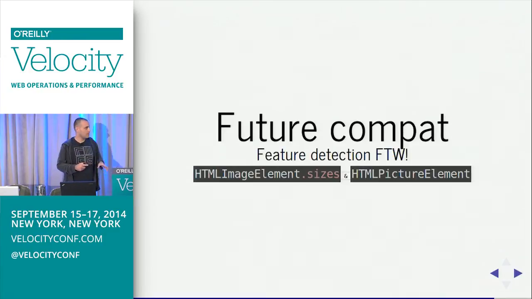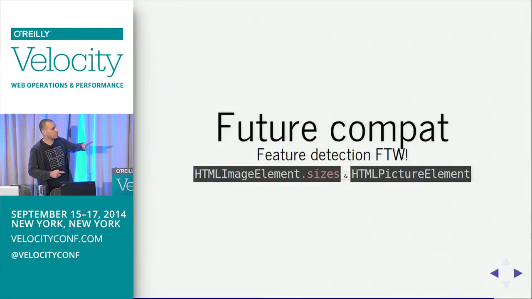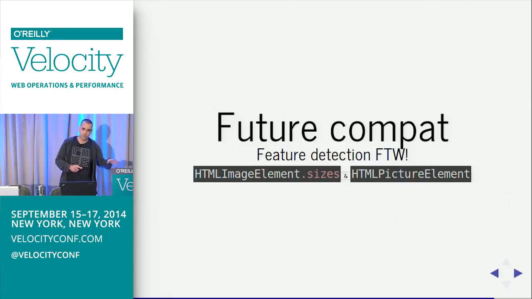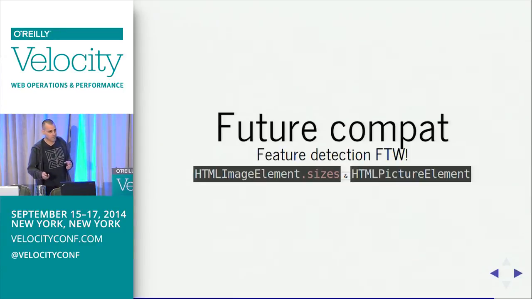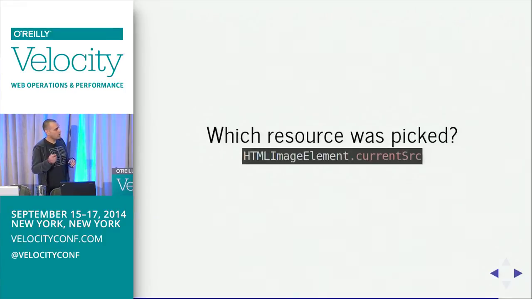We have put in place feature detection options so you can safely detect from script whether or not the browser supports picture and sizes. So either the HTMLPictureElement object or a sizes attribute on a newly created HTML image element. And we also added a property called currentSrc, which gives you the resource that was currently picked by the browser to display. That can be useful in some cases.